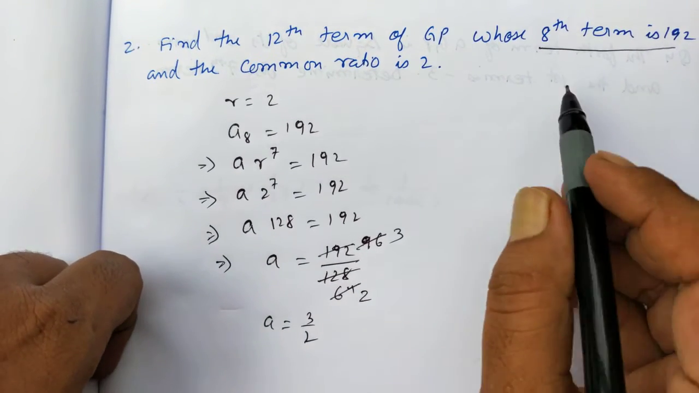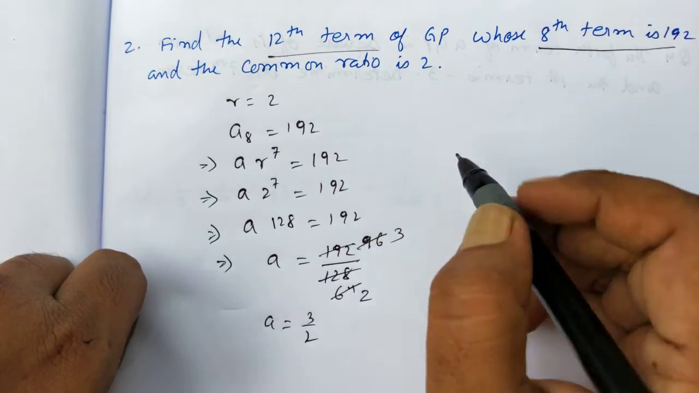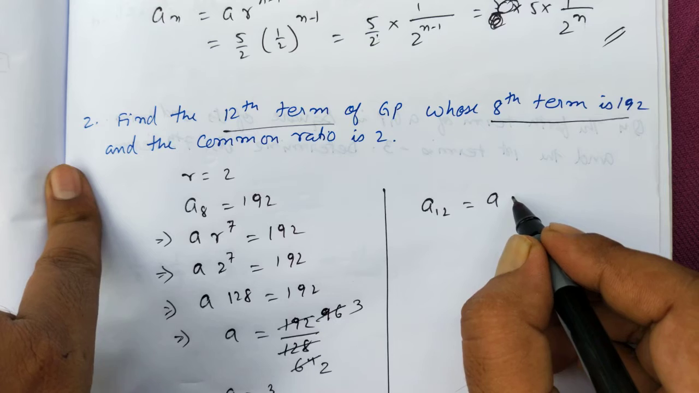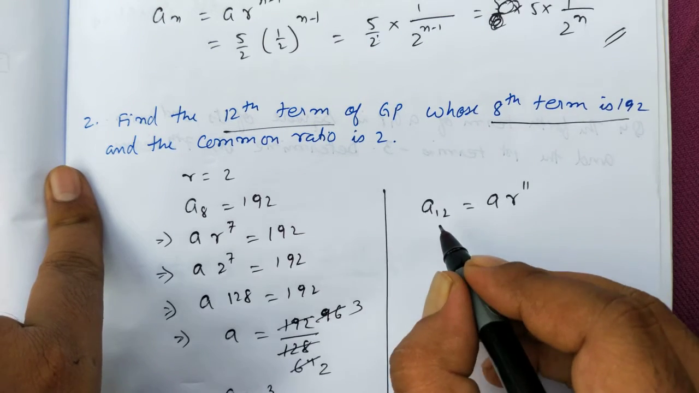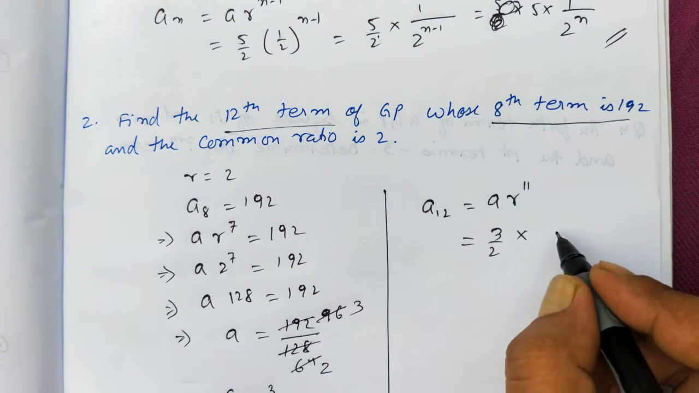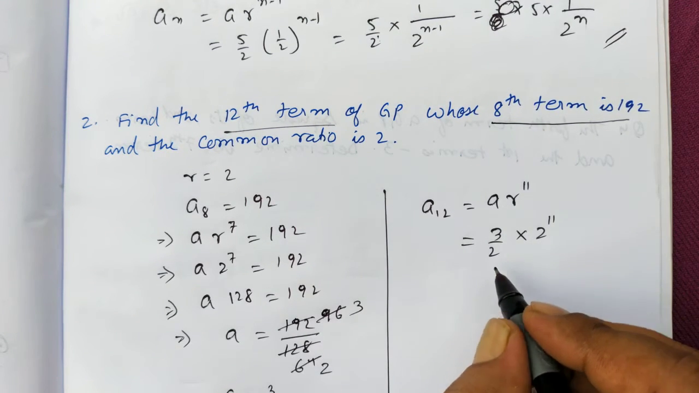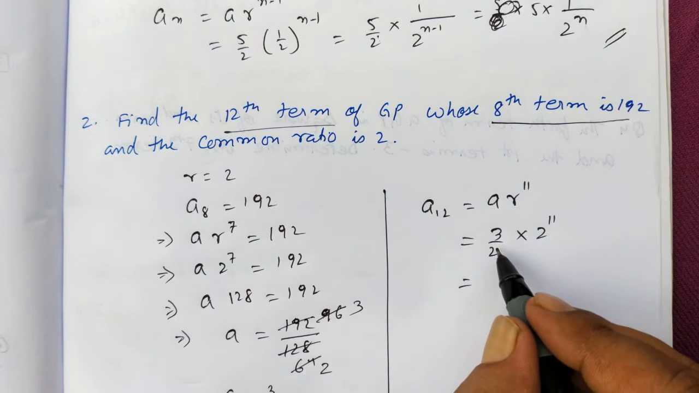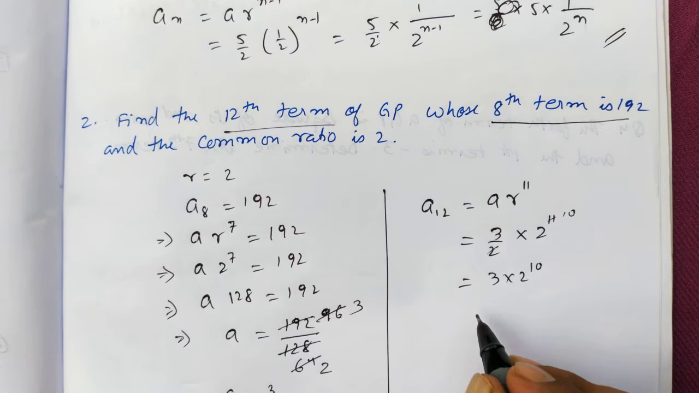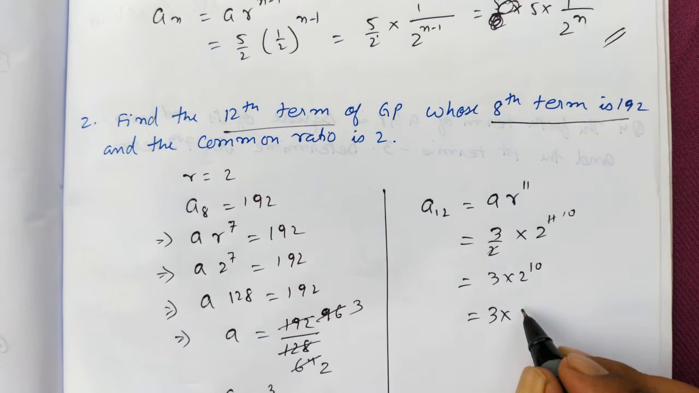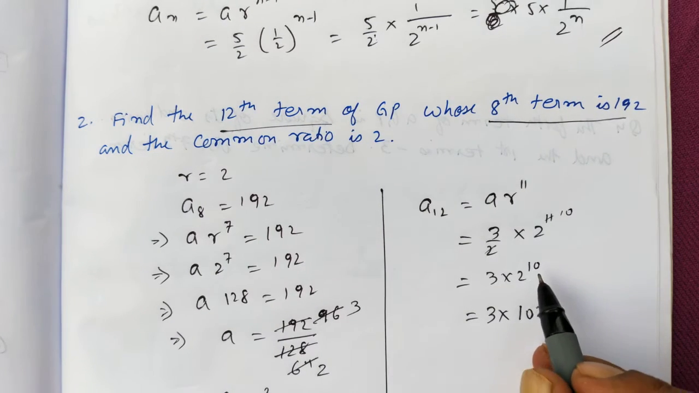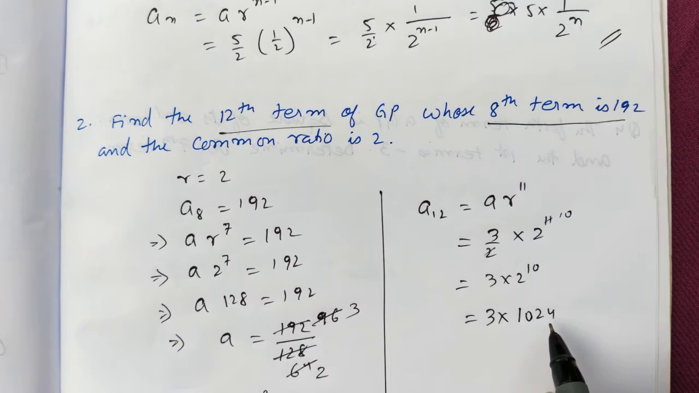Now we're going to find the 12th term. So I'm just doing here A12 equal to A R^11, 1 less than 12. So A is 3 by 2 into R^11, means 2 power 11. So we can cut 1 1, it will become 10. So 3 into 2 power 10. 2 power 10 is 1024, if you multiply 2 into 2 into 2 and so on, you will get 1024.